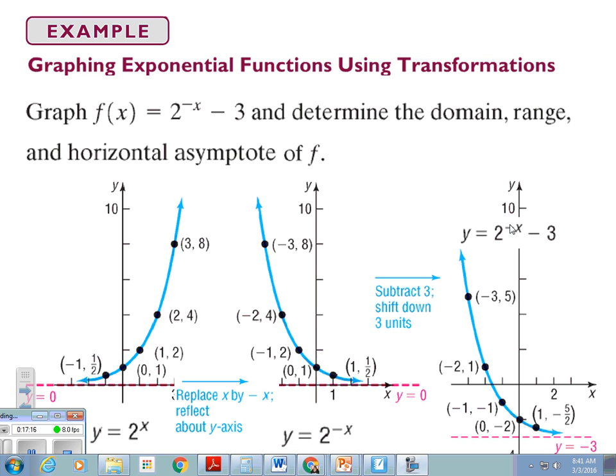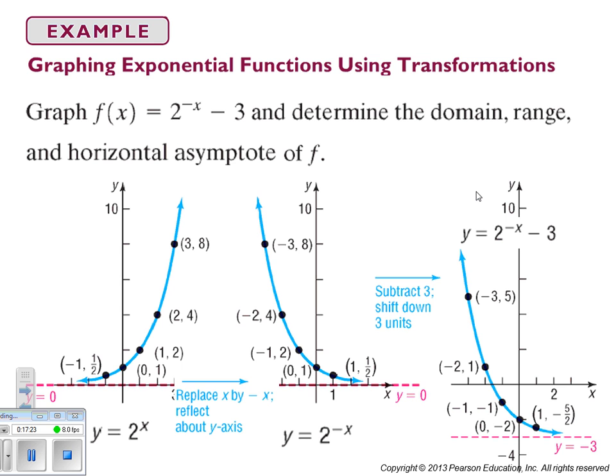The domain: is there any restriction on our domain? So there is no restriction on our domain. It's still the set of all real numbers. And then our range is from -3, not included, to infinity. Because it was 0, but then we bumped it down 3 units, so now it's -3 to infinity.